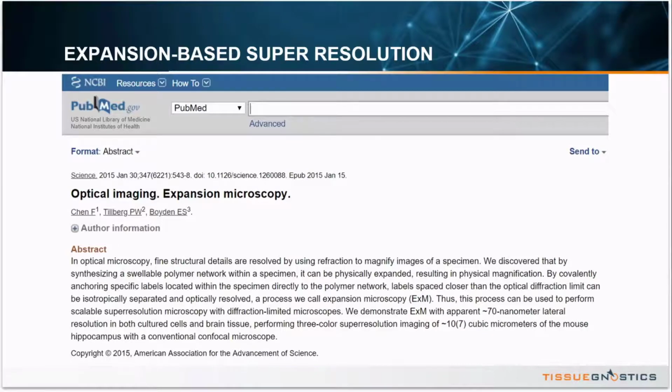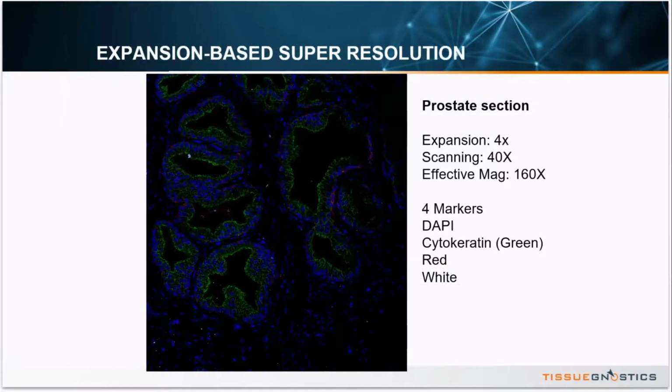We all know that resolution in an optical system is defined by the ability to resolve two dots that are close to each other. What expansion microscopy is about is basically like inflating a balloon. When you inflate it, two dots close to each other get further apart. So they introduce a scaffold that can then be expanded. And this we have done here as an example on a prostate section.